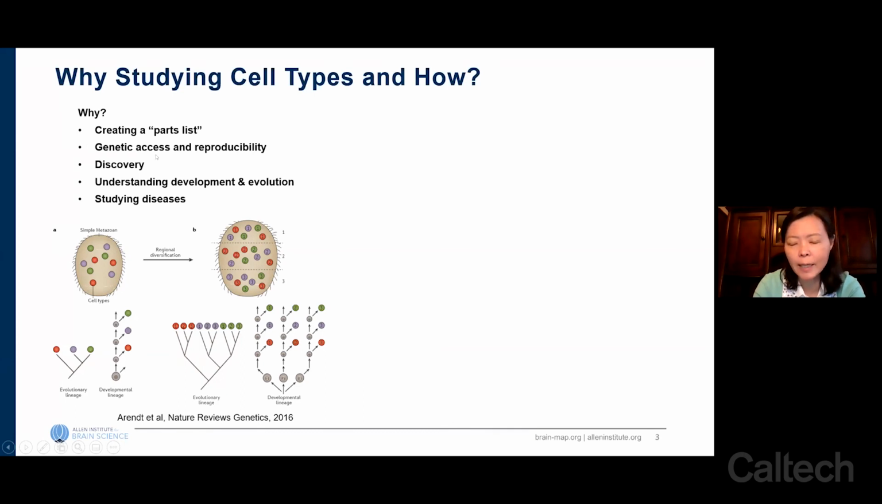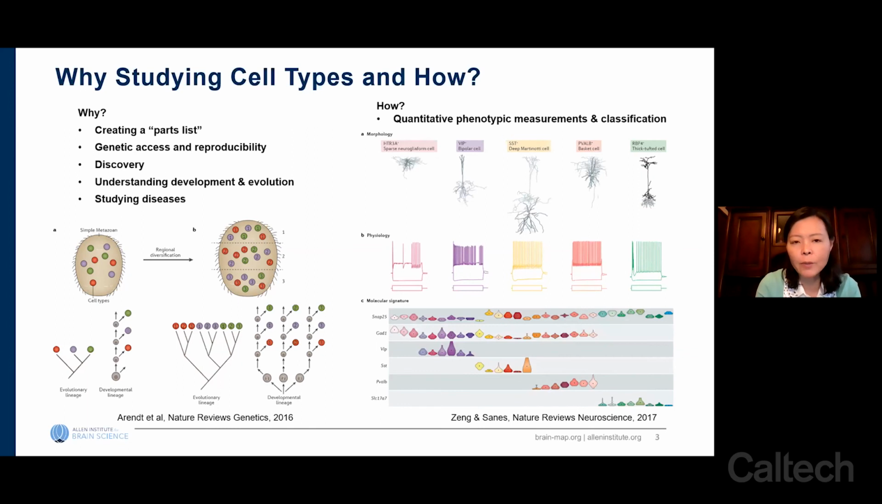With the parts list and the genetic tools in hand, we can then begin to make discoveries about new cell types and new functions, as well as to understand other important biological processes such as development and evolution, and of course, ultimately understanding the mechanisms of diseases and finding ways to treat those brain diseases. So with all this importance, how do we study cell types? How do we generate this parts list?